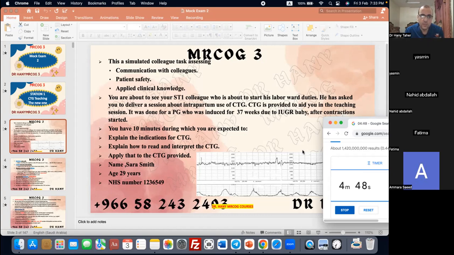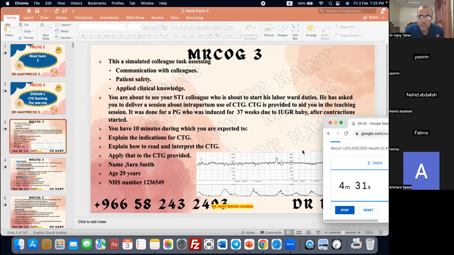Okay. Am I clear so far? Yes, yes. Then comes the deceleration. Deceleration is the decrease in the heartbeat of the baby from the baseline by 15 beats for at least 15 seconds.